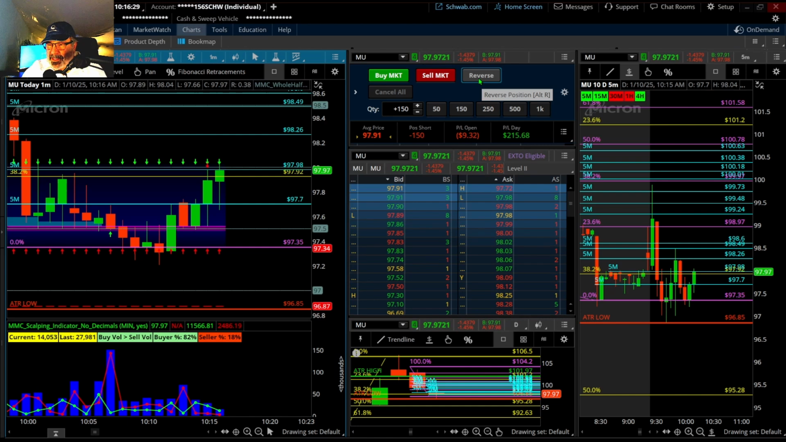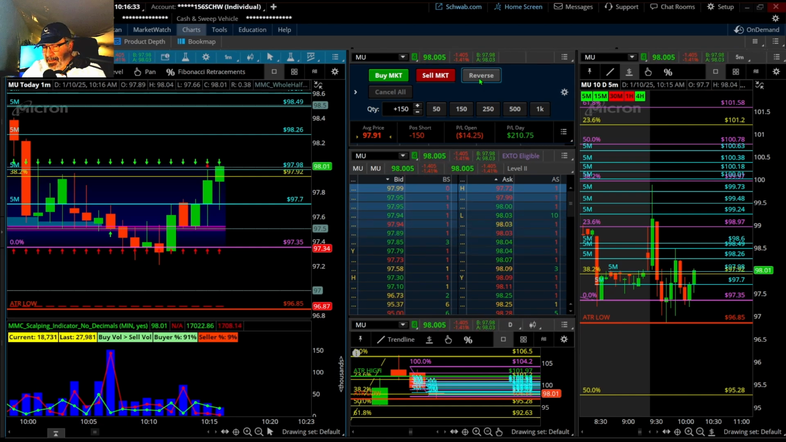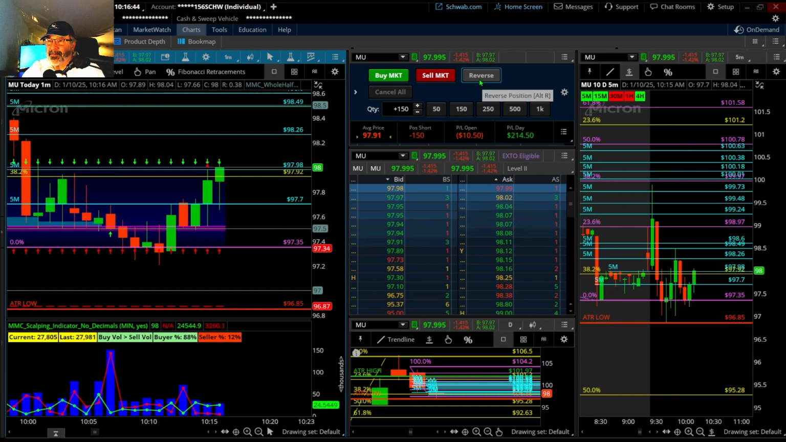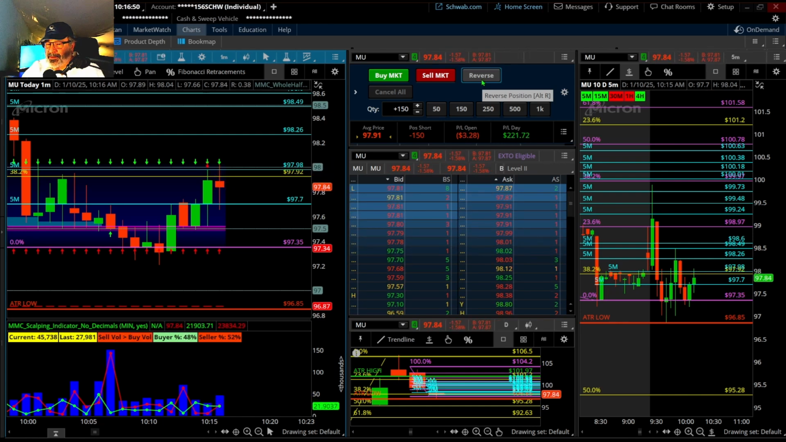We've got conflicting data on the multi-chart alignment. We've got the buyers going down with the volume on the scalping indicator, but right now they're way up. I'm in the wrong position yet again. I'm looking for a way to turn around again. I'm looking for this to dip so I can turn around right now, based on what I'm seeing here.